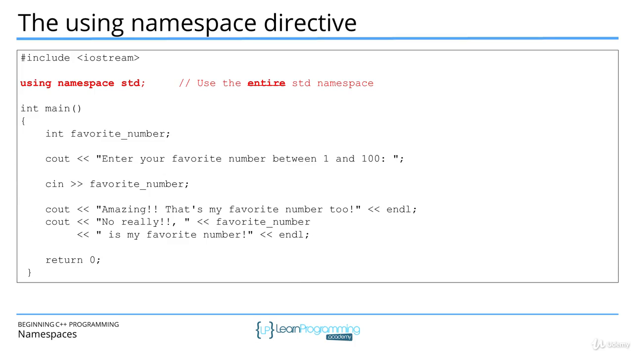In this case, we can use the using namespace directive followed by the name of the namespace we wish to use. In this case, the std namespace. Notice that I no longer have to use std followed by the scope resolution operator when I refer to cin, cout, and endl. The compiler now knows which one to use based on the using namespace directive.